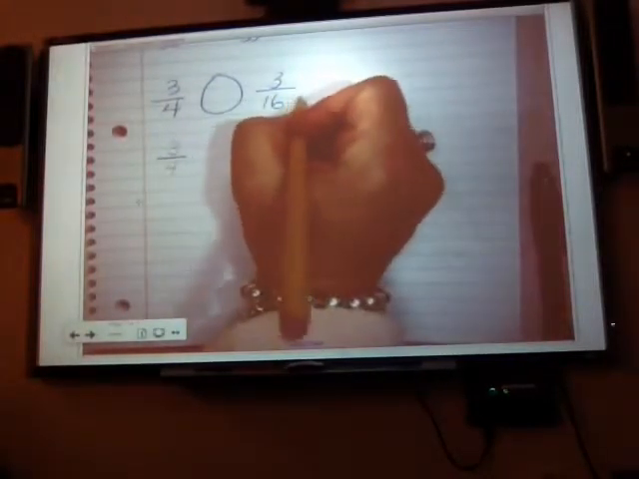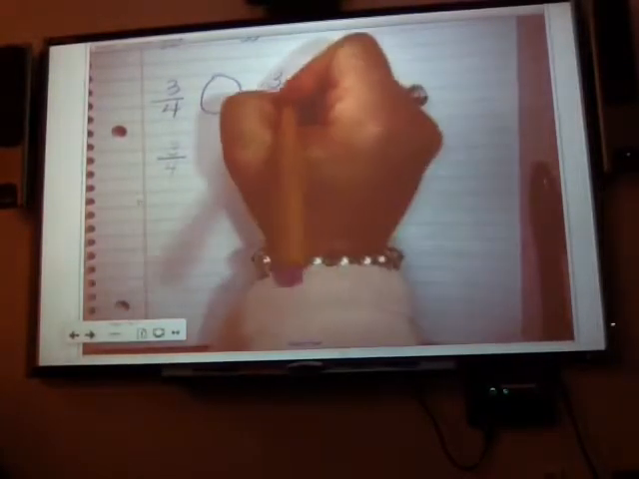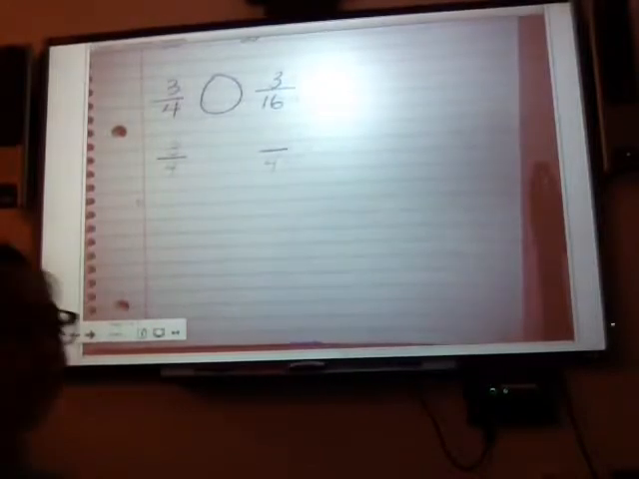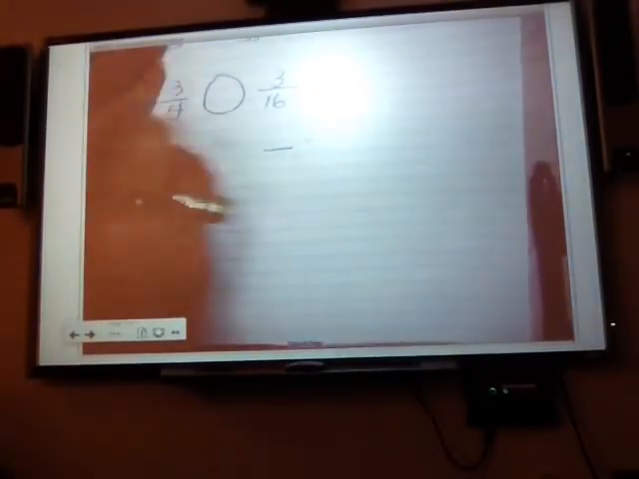Because 16 divided by 4, right? Whatever you do to the bottom, you must do to the top. Can I divide 3 by 4? No. Okay, so therefore that's why that won't work. There's some times that you will go and you will divide. But good job, Cassie, seeing the relationship between 4 and 16.